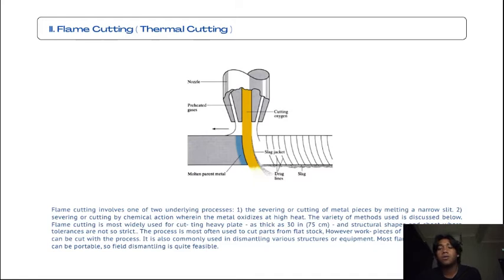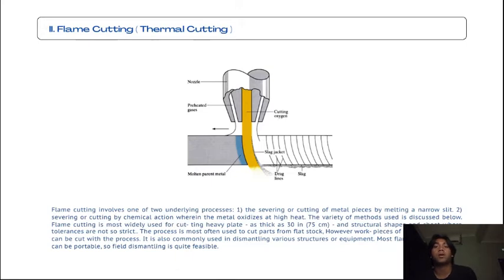Okay, now we're going to the second topic from the video. The second topic is flame cutting or thermal cutting, which involves one of two underlying processes. The first one is severing or cutting of a metal piece by melting a narrow slit. The second is severing or cutting by chemical action, wherein the metal is oxidized at high heat. The variety of methods used is discussed below.